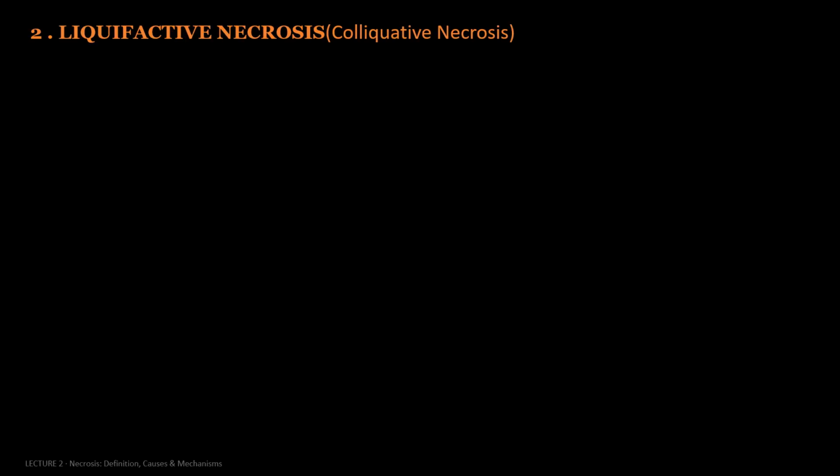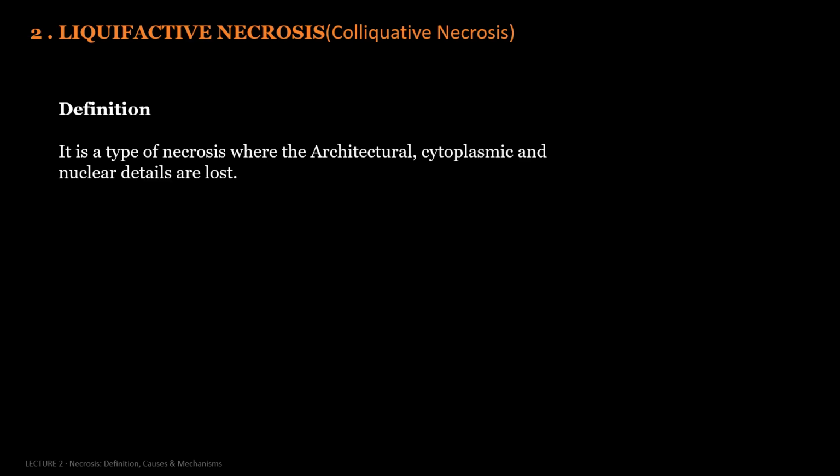Let's now move into the second type of necrosis, which is liquefactive necrosis. What is liquefactive necrosis? Liquefactive necrosis is a type of necrosis where the architectural, cytoplasmic, and nuclear details are all lost. So here, instead of the architectural detail persisting, all three of them, the architectural, the cytoplasmic, and the nuclear details, are lost. So that is the definition of liquefactive necrosis.